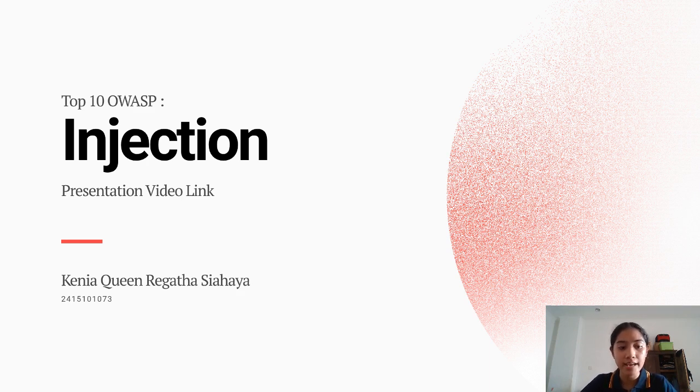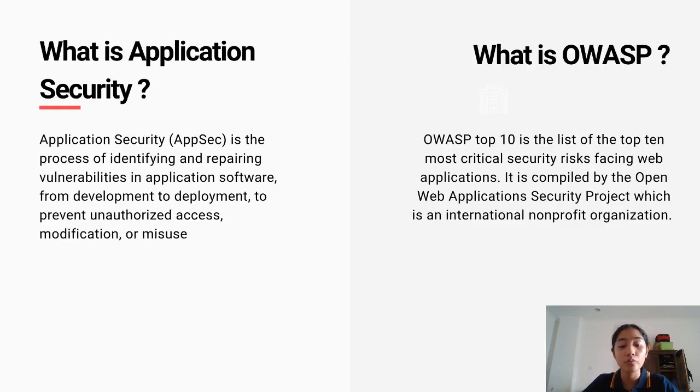And today I will be explaining one of the OWASP Top 10, which is injection attack. Let's start with what is application security. Application security, or AppSec, is the process of identifying and repairing vulnerabilities in application software to prevent unauthorized access, modification, or misuse. And then what is OWASP?